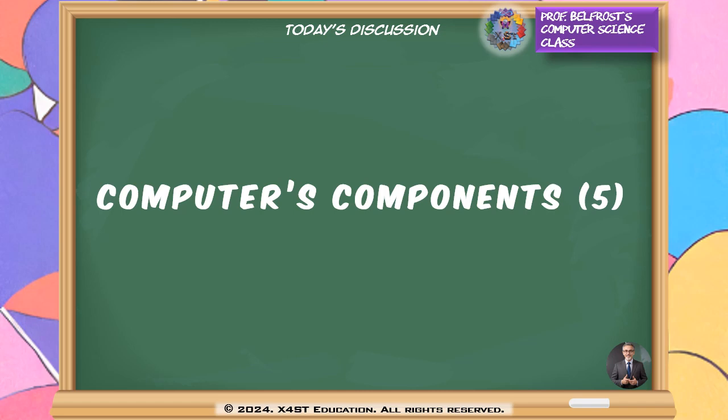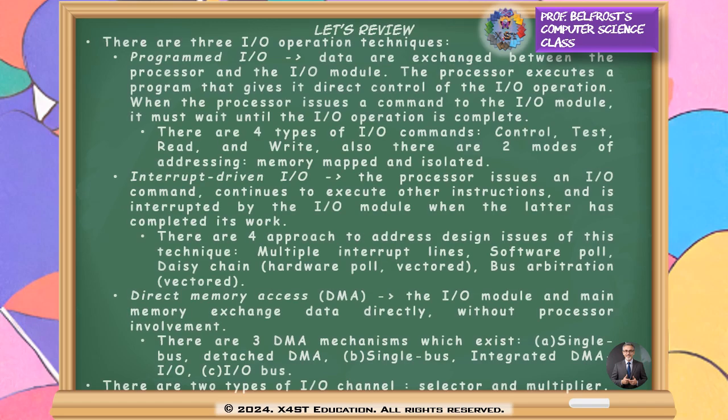So this is the fifth episode about computer components. Let's review our last lesson. There are basically three I/O operation techniques. Program I/O involves exchanges between the processor and the I/O module. The processor executes a program that gives it direct control of the I/O operation, and when it issues a command to the I/O module, it must wait until the I/O operation is complete. There are four types of I/O commands: control, test, read, and write. And there are two modes of addressing: memory-mapped addressing mode and isolated addressing mode.